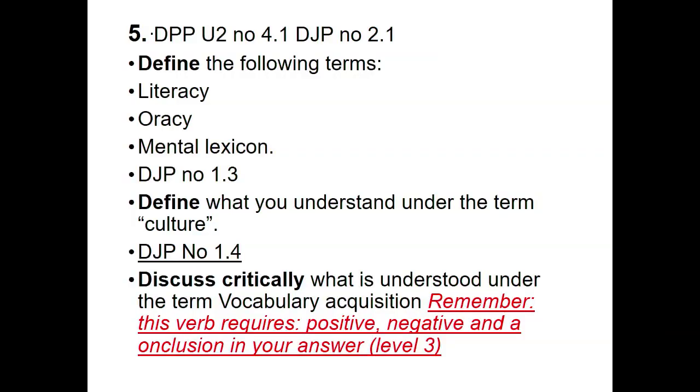Number 5, for the DPP, Unit 2, number 4.1, and the DJP, number 2.1. Define the following terms. Define is a level 1 word. That means give a definition of. Give a definition of literacy. What is the meaning of literacy? Oracy or mental lexicon. Then in DJP number 1.3, define what you understand under the term culture.